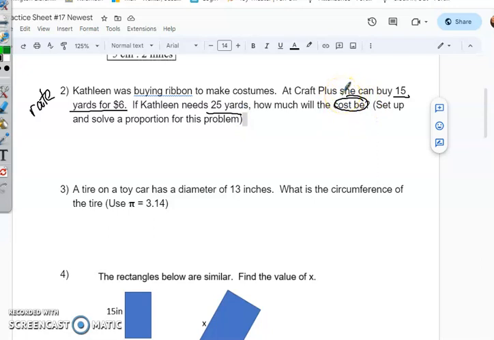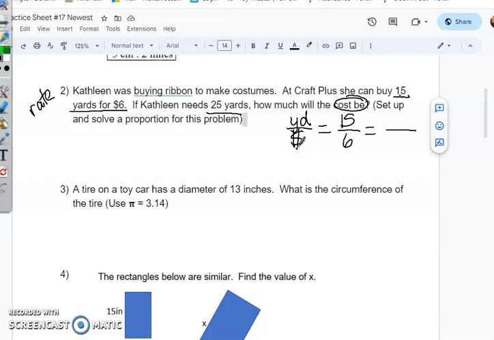This says set up and solve a proportion. So again, line equals line equals line. We're doing a proportion. So let's start with what we're given. We're given it's 15 yards, 15 yards cost $6. That's all it is. You write the rate, write that information down.